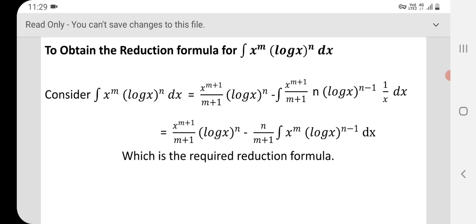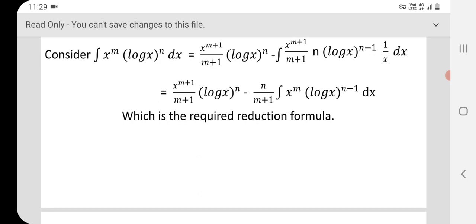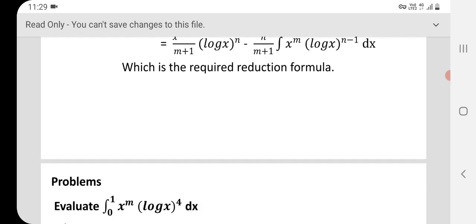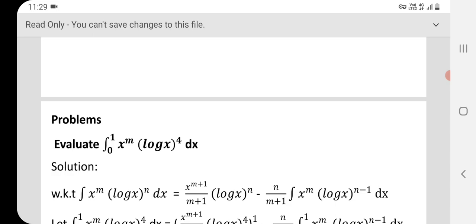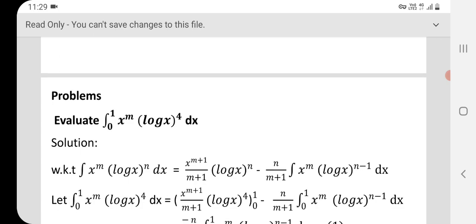which is the required reduction formula for x power m into log of x to the power of n with respect to x. Now let us take some problems on the basis of these formulas. Now the first one, integration 0 to 1 x power m into log of x to the power of 4 into dx. Now here the value of the integration is finite, but we know that we consider integration x power m into log of x to the power of n into dx.